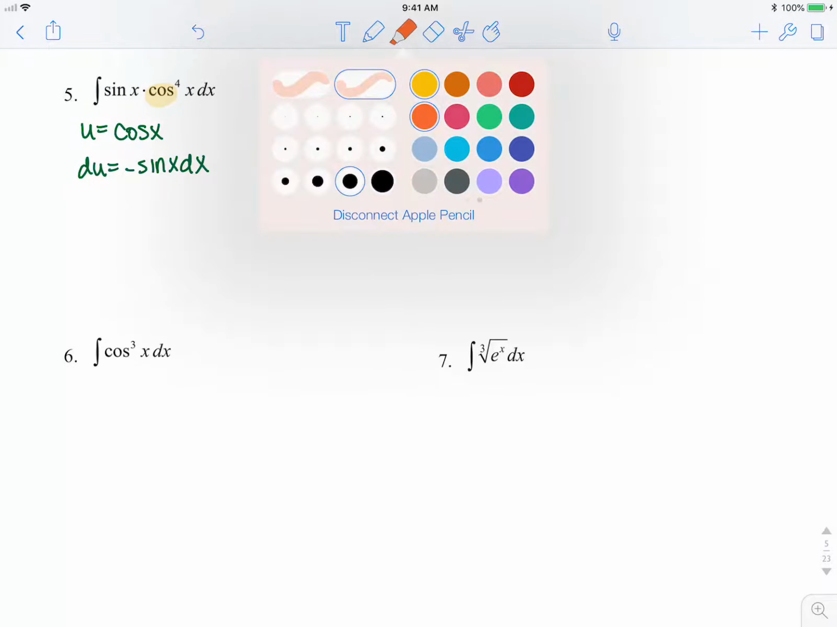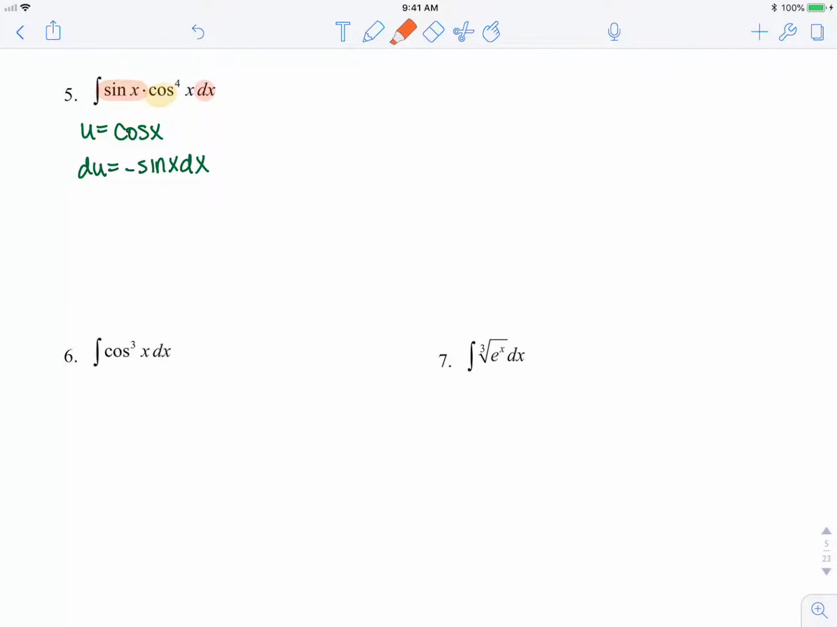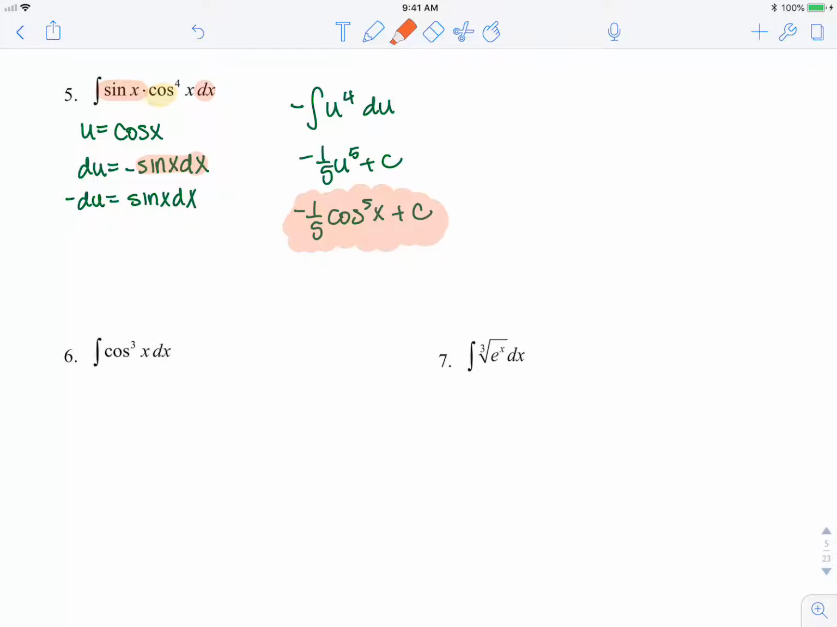So we see here that we have a sine x dx, but not a negative sine x dx. So we need to divide by that negative. Negative du equals sine x dx. So now we can use substitution. I have negative integral of u to the fourth du. So this is negative 1/5 u to the fifth plus c. So that's negative 1/5 cosine to the fifth x plus c using u substitution.